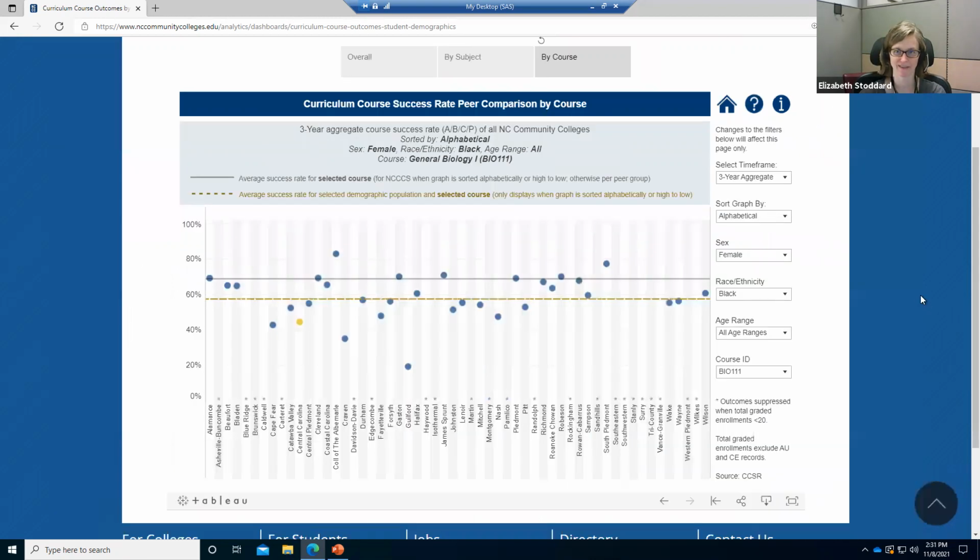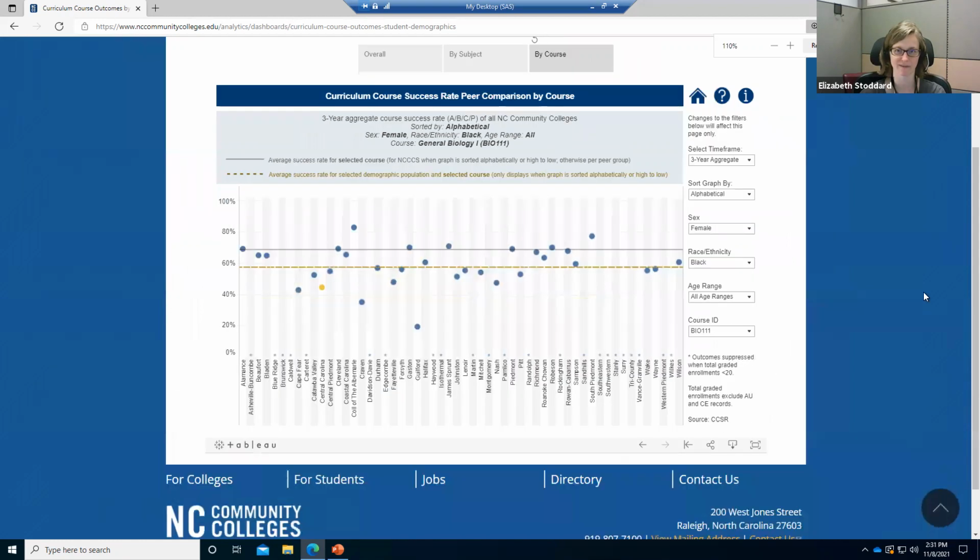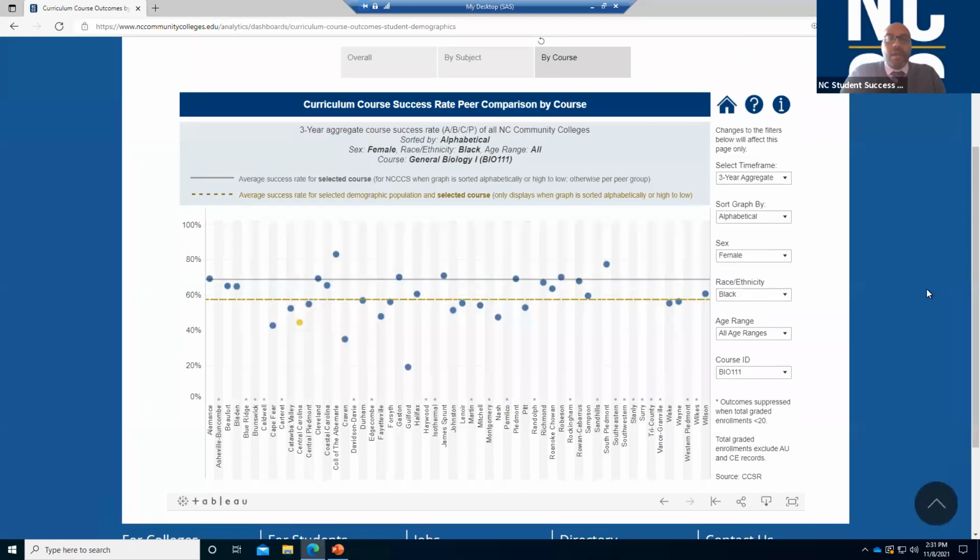So that's kind of how you can use it. Elizabeth? Yeah. Hey, question. Yeah. This is, and I can't remember right now, so that's why I'm asking this question. It doesn't break it down based on modality, right? Like how it's offered? Not on this dashboard.